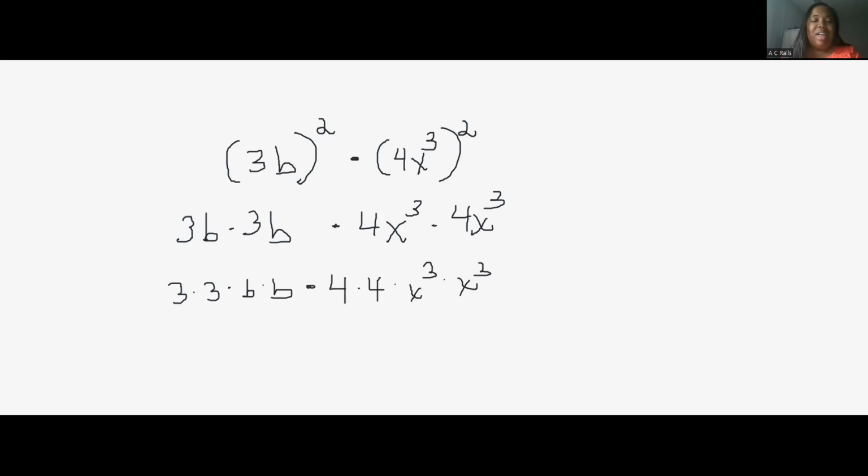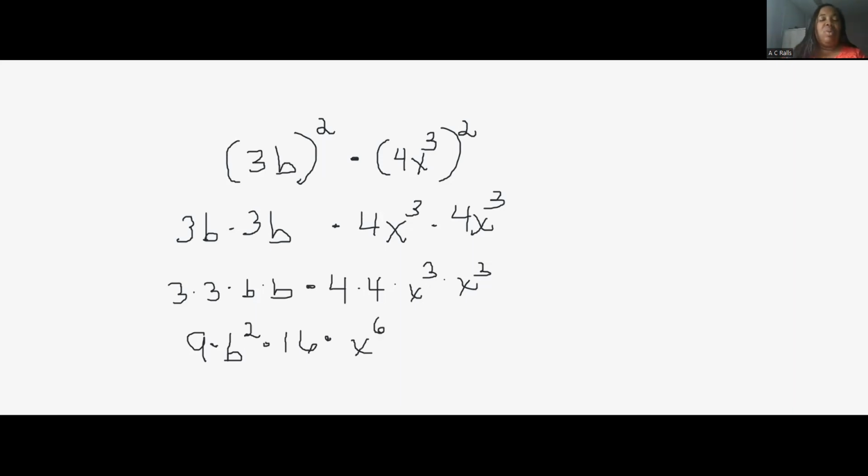Let us clean this up. What is 3 times 3? That's 9. What is b times b? Well, how many times do you see b? The exponent tells me that I want to see b twice. 4 times 4, that's 16. X to the 3rd times x to the 3rd. If I were to expand it, you would see x 3 times and then x another 3 times. So how many times will we see that x? Hope you said x will be showing up 6 times.